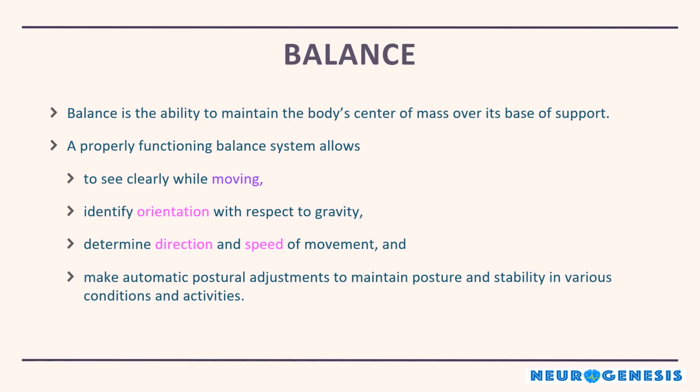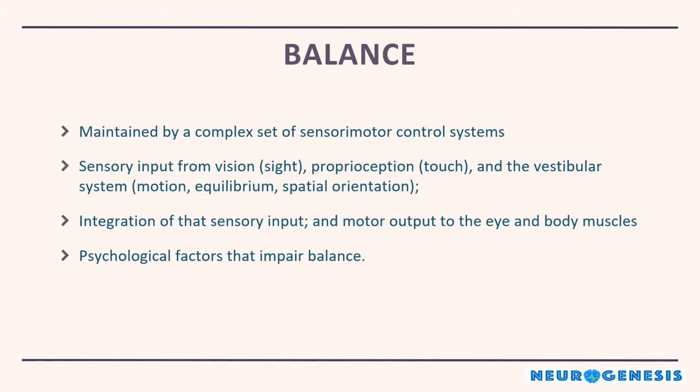Now, how does a properly functioning balance system work? If you are walking and you see something moving down the road, you know that it moves either faster or slower than you. Your VOR will pick it up. You know in which direction, and you know the orientation with respect to gravity. All of this helps you maintain your own balance in relation to that moving object. So balance is maintained by a complex set of sensory motor control systems.